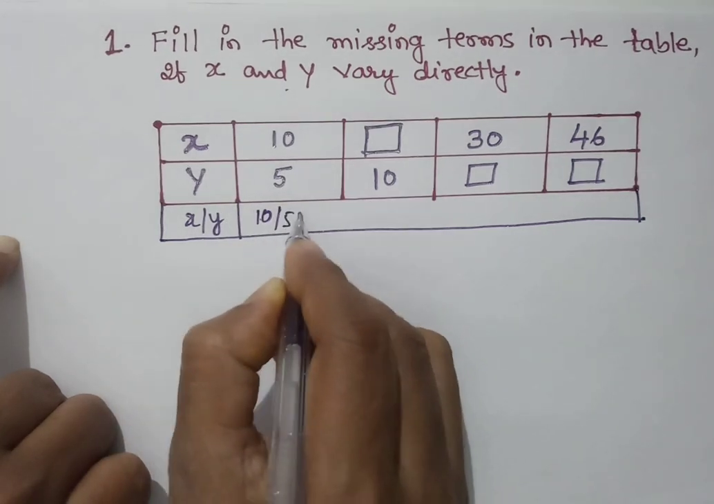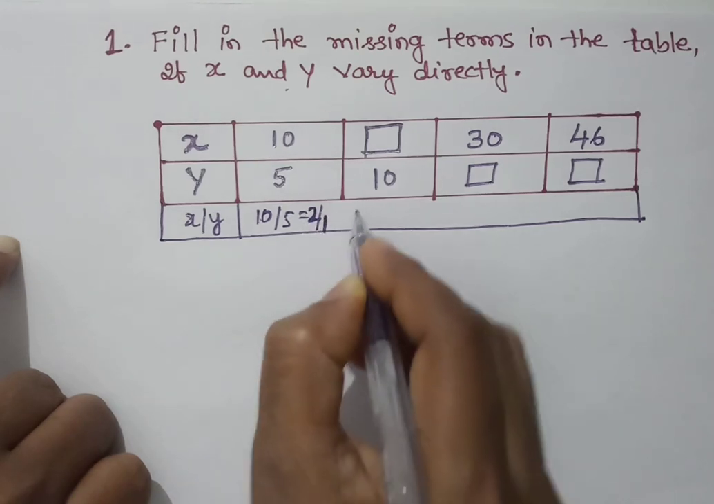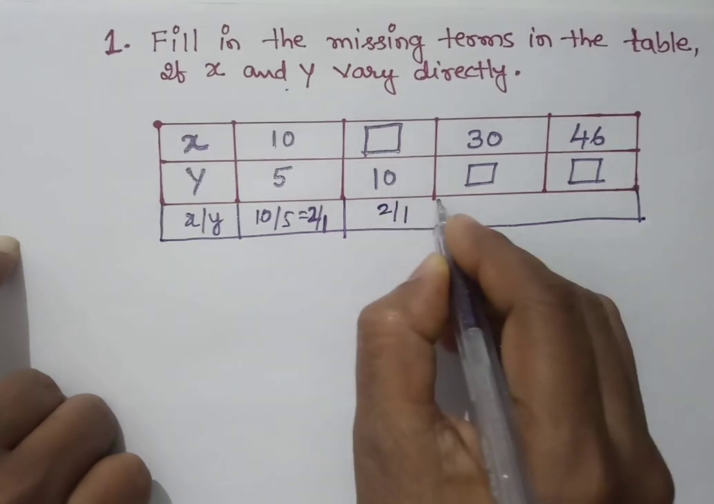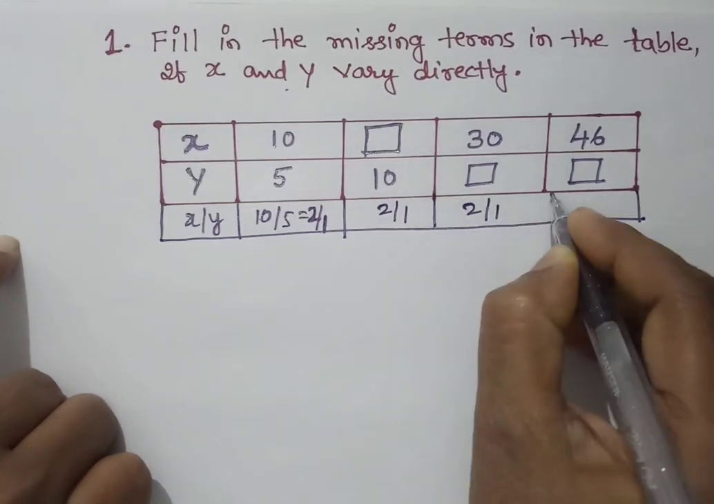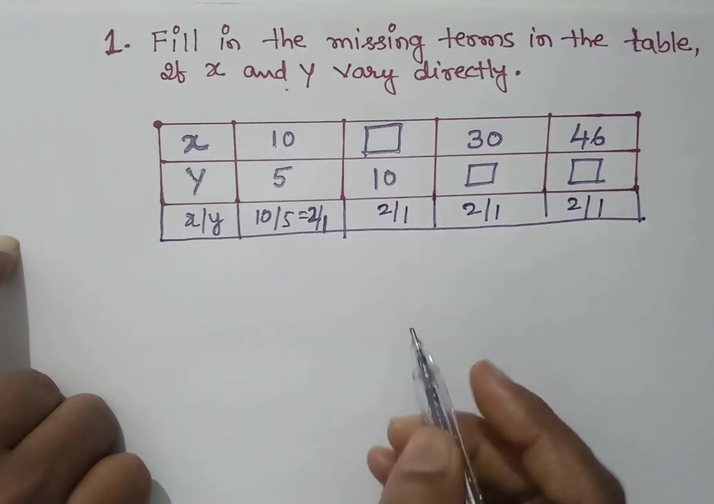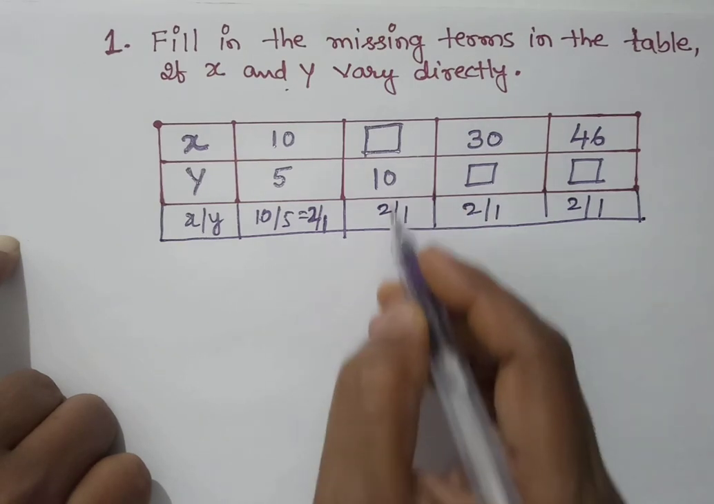Here 10 by 5 will give you how much? 2 by 1. 5 ones are 5, 5 twos are 10. That means this is also 2 by 1. This is also 2 by 1. And this is also 2 by 1. Now simply you take this ratio equal to this ratio.